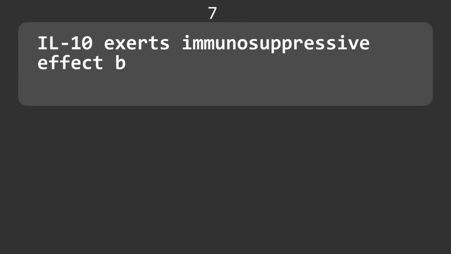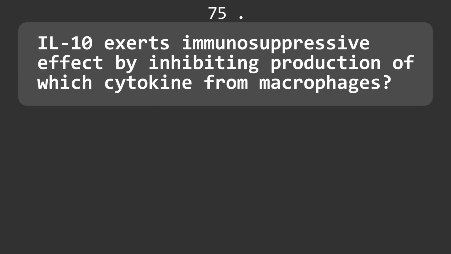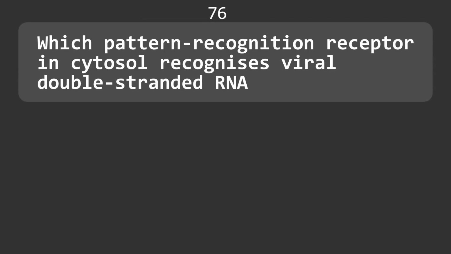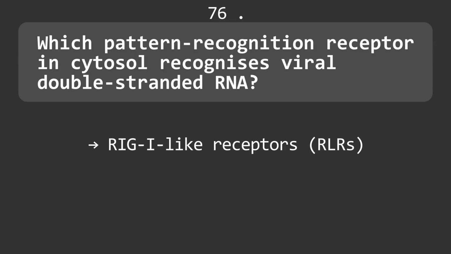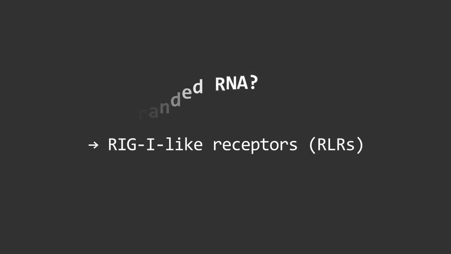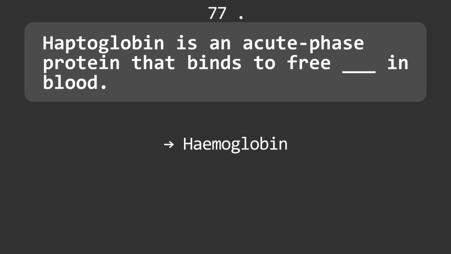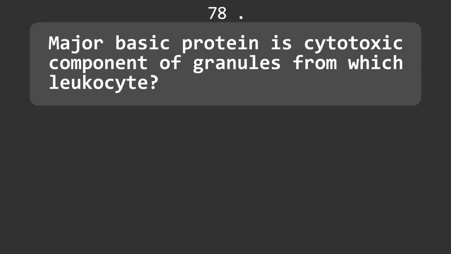IL-10 exerts an immunosuppressive effect by inhibiting production of which cytokine from macrophages? IL-12. Which pattern recognition receptor in the cytosol recognizes viral double-stranded RNA? RIG-I-like receptors, RLRs. Haptoglobin is an acute phase protein that binds to free hemoglobin in blood. Major basic protein is a cytotoxic component of granules from which leukocyte? Eosinophil.